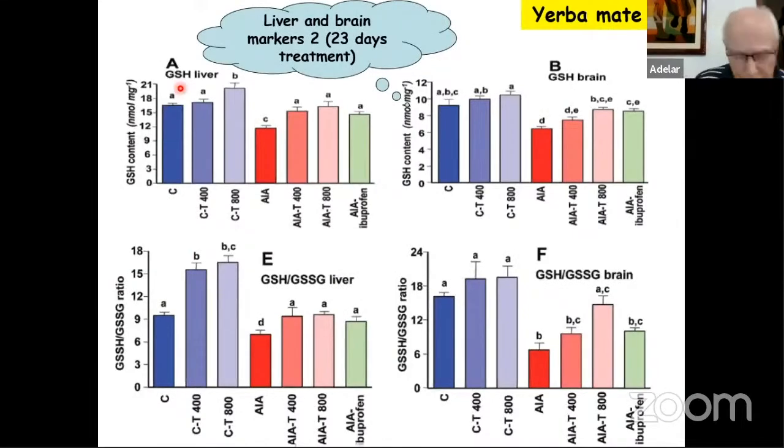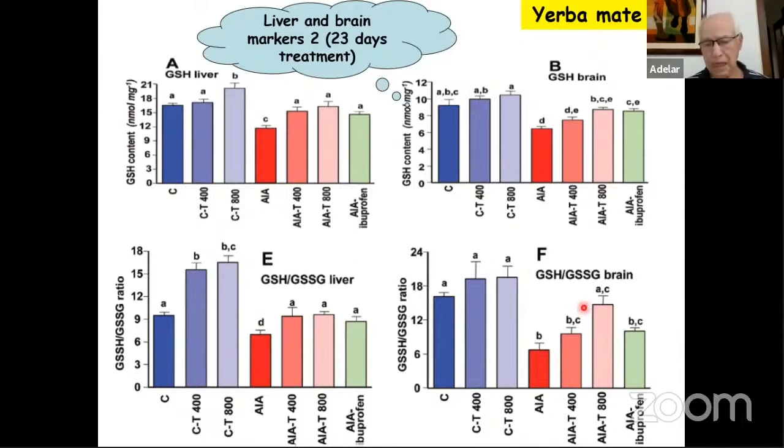GSH, reduced glutathione, is not really much increased when normal rats are treated with the extract, but it is decreased by arthritis, and there is a partial recovery, as you can see. But the effect is much more pronounced in the GSH-GSSG ratio, which is actually a redox ratio, and which is much more important. This occurs in both liver and brain.